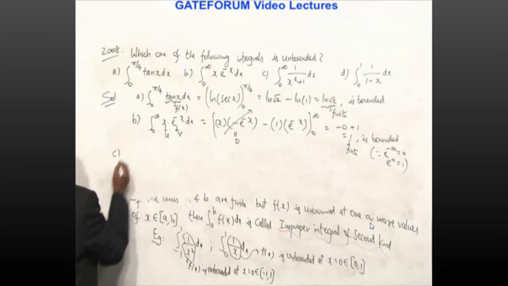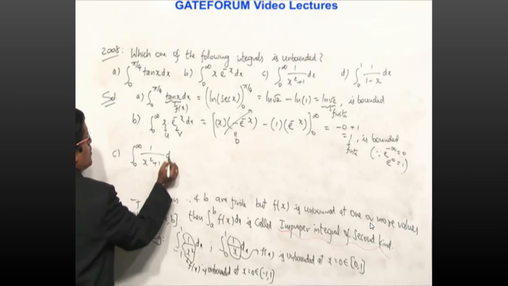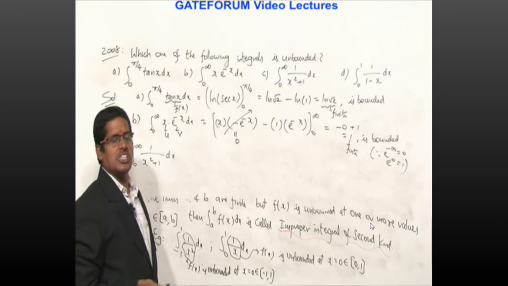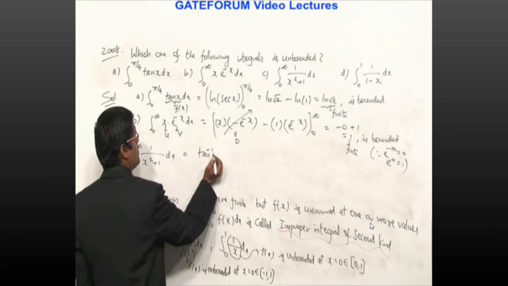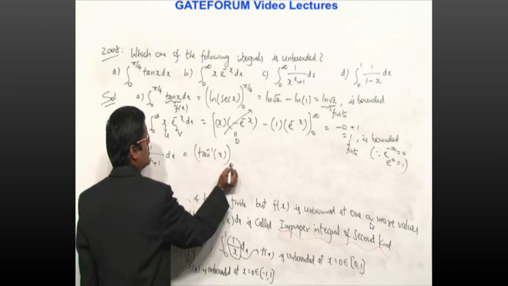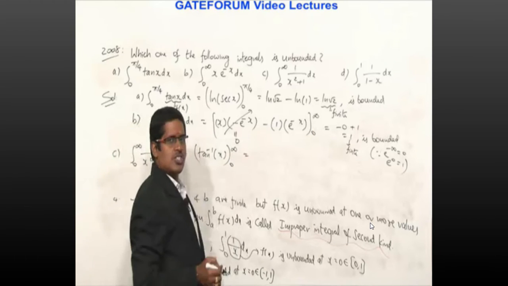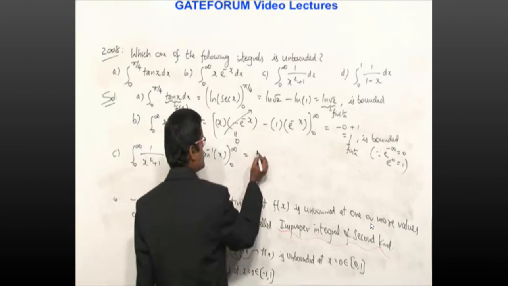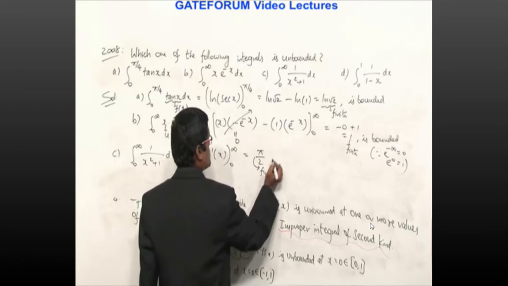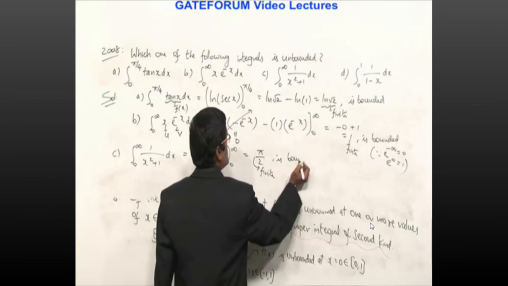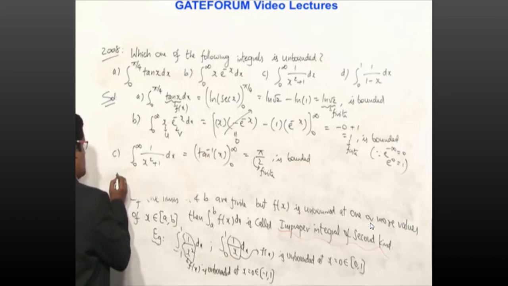Option C: 0 to infinity 1 by x square plus 1. It looks like 1 by x square plus a square, where a square is 1, so a is equal to 1. So 1 by a into tan inverse x by a, so tan inverse x, limits 0 to infinity. Tan inverse infinity is 90 degrees, and tan inverse 0 is also 0. So this is pi by 2. Pi by 2 is also finite, so this is also bounded. So automatically option D is unbounded, because the first three are bounded.